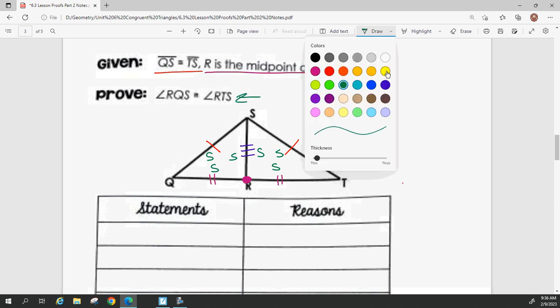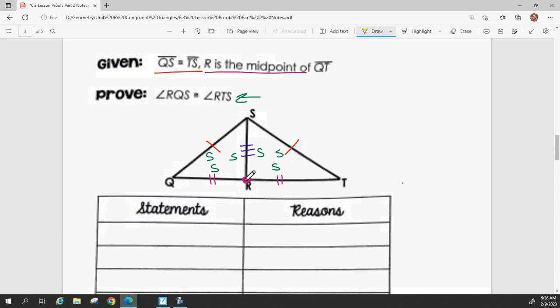So we are looking to show that RQS, this angle, and RTS, that one, are congruent. Well, if we show that the triangles are congruent, then we'll be allowed to say that those angles are congruent because of the corresponding parts of congruent triangles being congruent. So I'm going to pause here. I'm going to put my given information onto my proof, and you should do the same thing.